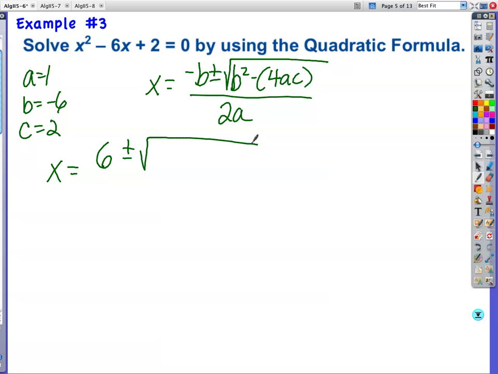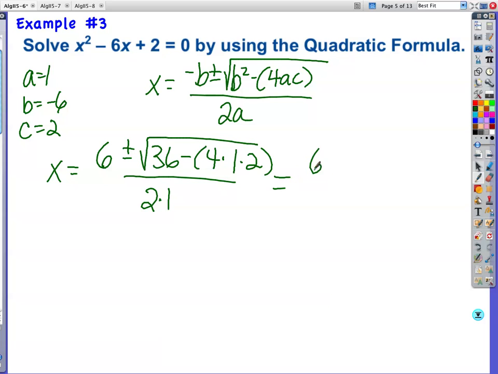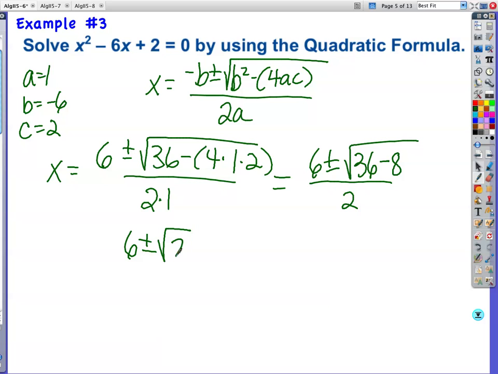Plus or minus b squared. Don't even grab your calculator. Negative 6 times negative 6, positive 36. That number is positive. Minus 4 times a times c divided by 2 times a. All right? So now I have 6 plus or minus the square root of 36 minus 8 divided by 2. 6 plus or minus the square root of 28 over 2.